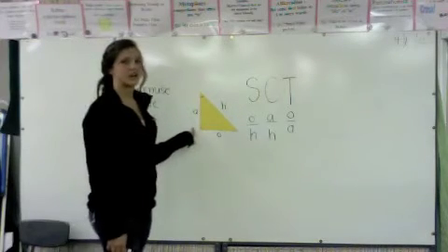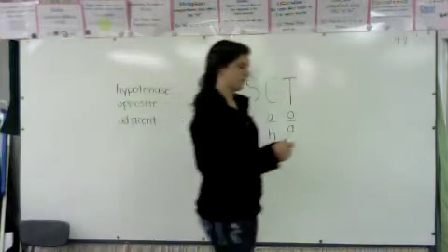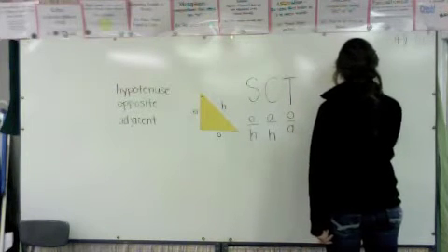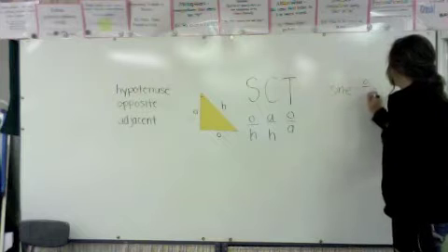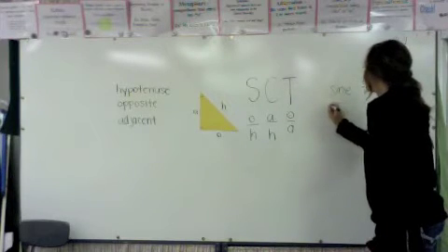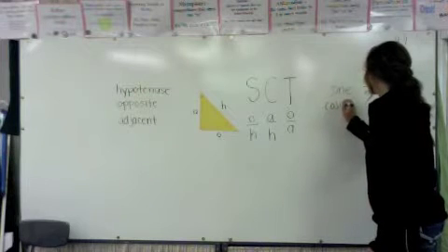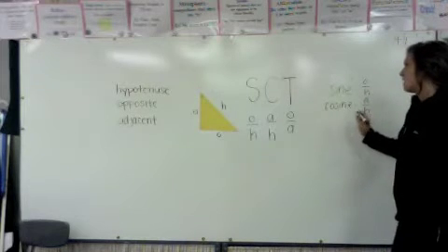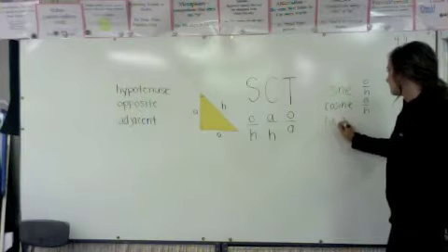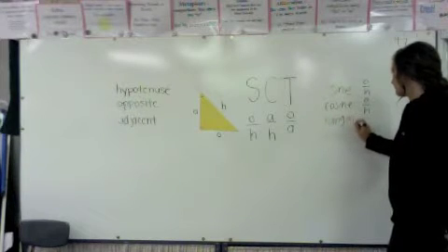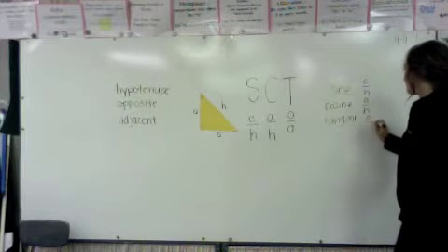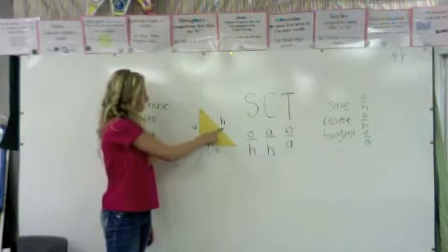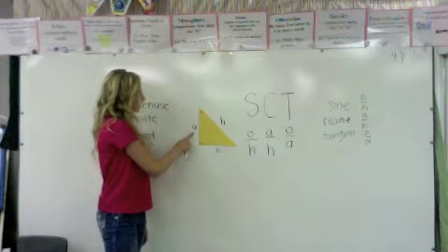Now that you know the three sides of the triangle, you need to know what S, C, and T stand for. S is for sine, which is opposite over hypotenuse, and C is cosine, which is adjacent over hypotenuse, and T is tangent, which is opposite over adjacent. This is your right triangle, and you already know that this side's the hypotenuse side, this side's the opposite side, and this side's the adjacent side.